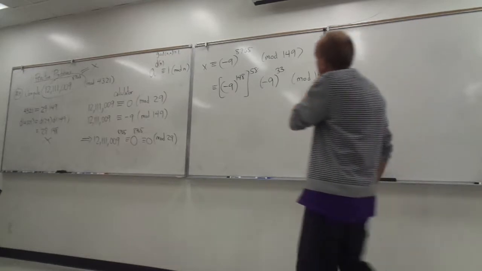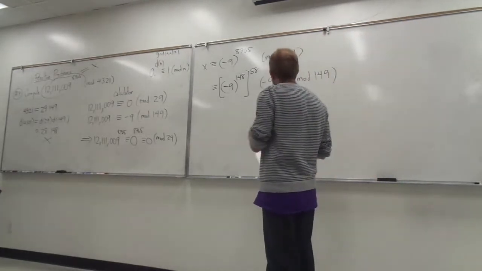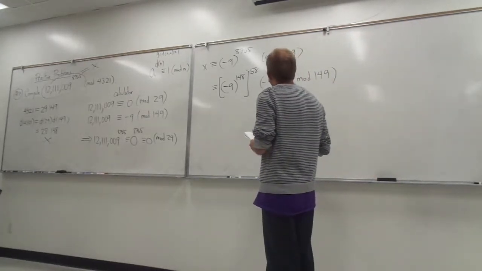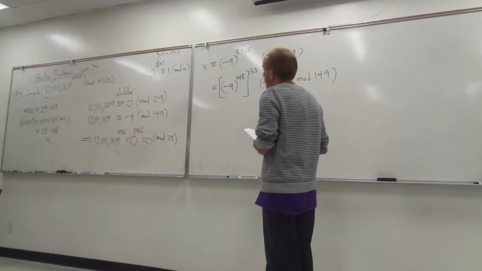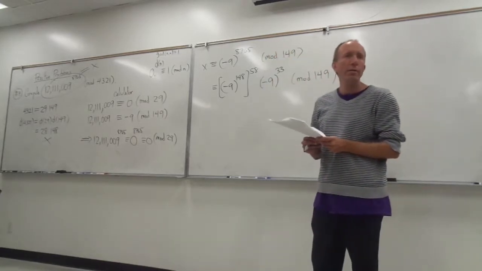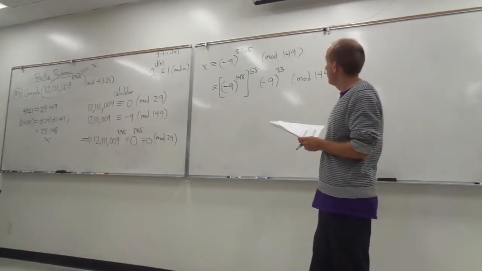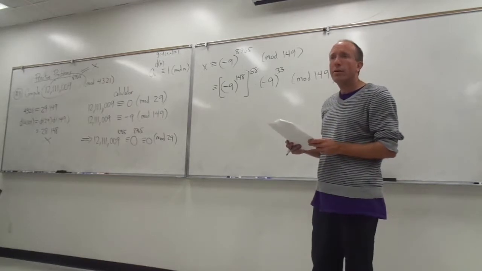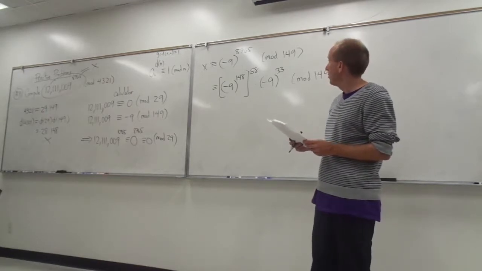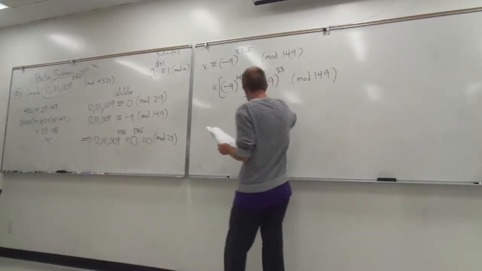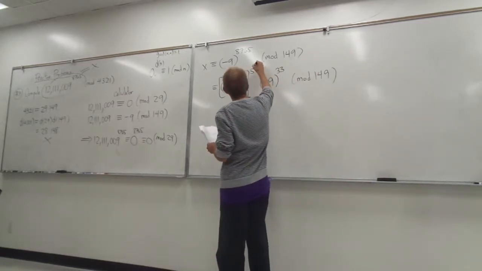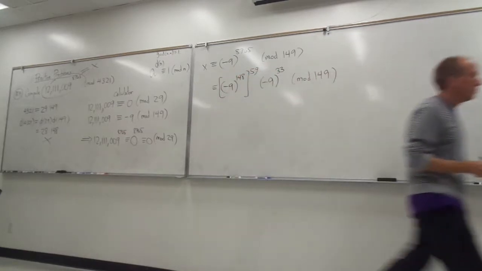Okay. Does that look right? What's 148 times 58? 8,584. And what do you get when you add 33 to that? Oh, is this supposed to be 59? This is 59 here? Oh, that's a typo. Oh, gosh.